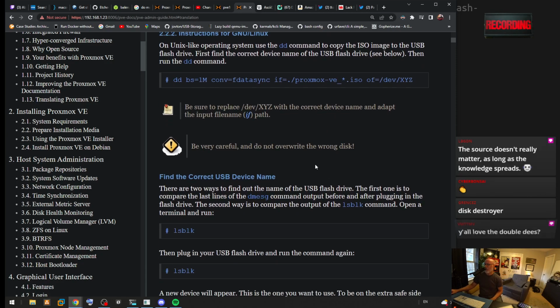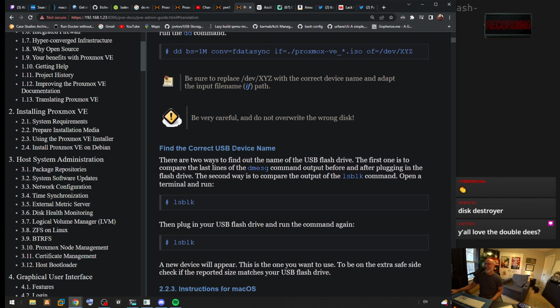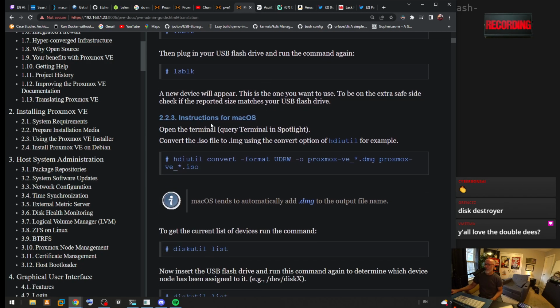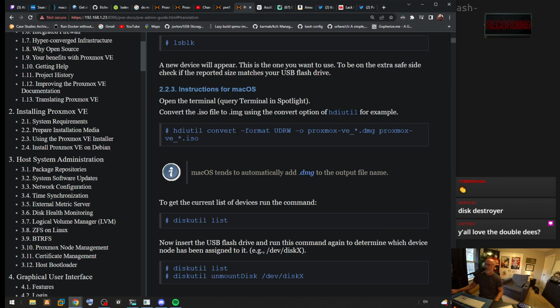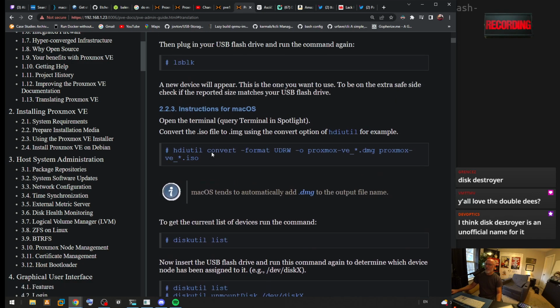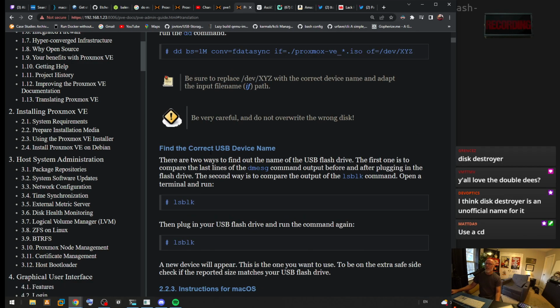Here we go. So we're going to be very careful and not overwrite the wrong disk. I can say that again. Find the correct USB device name, lsblk, dmesg, and all of that. If you don't know how to make a USB disk image, you need to learn that, and I'm not going to go through this. Disk list on a Mac? No. I used to have to do this on a Mac. Don't do it. Don't do any of this. Make yourself an installer USB with Ventoy, and then drag and drop the ISO into that disk. The end.